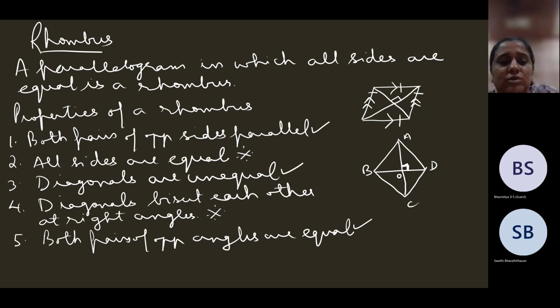In a parallelogram, both the pairs of opposite sides are parallel. Here also. In a parallelogram, diagonals are unequal. Here also. Both the pairs of opposite angles are equal. Here also. What is exclusive for rhombus? All sides are equal. And the diagonals not only bisect each other, but they also meet at right angles. So that means this is 90 degrees.